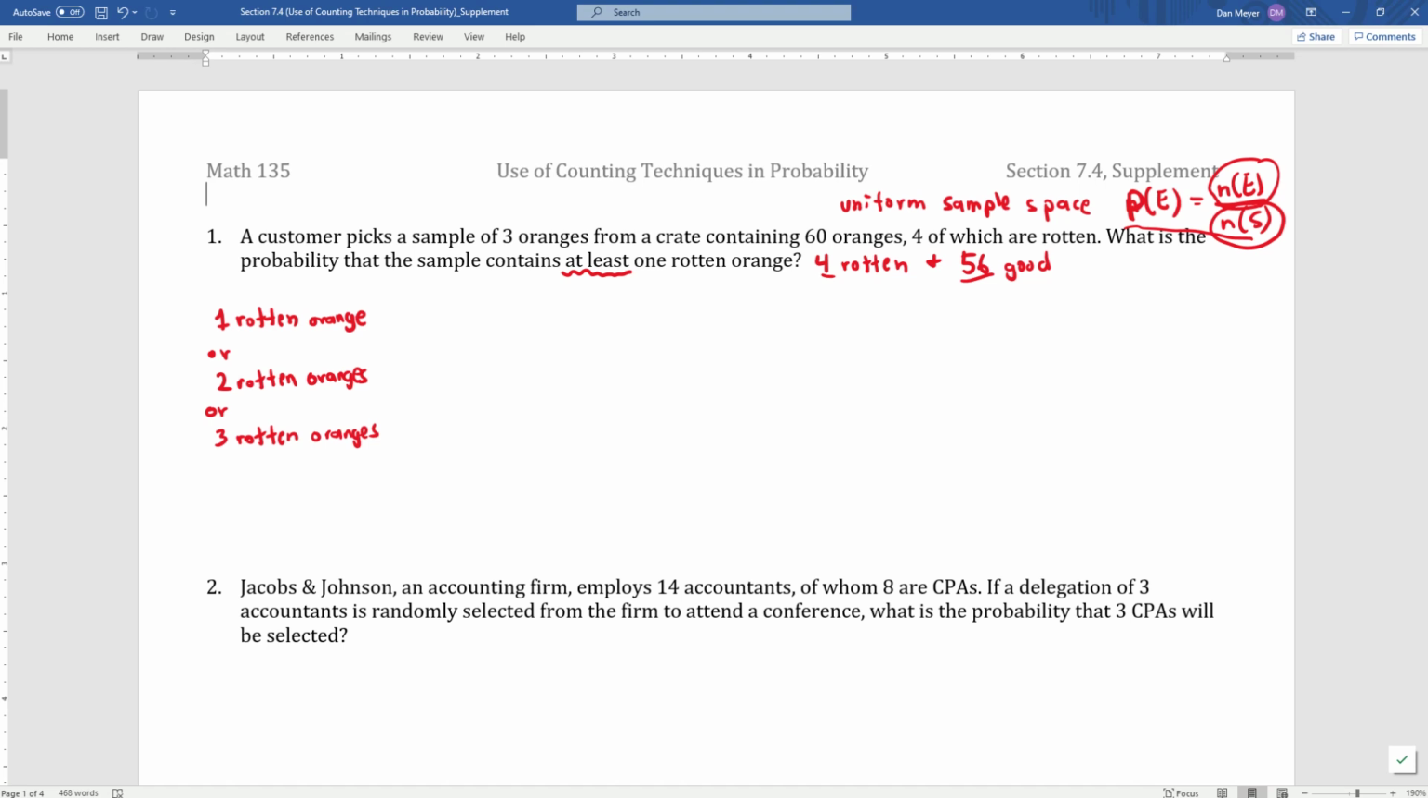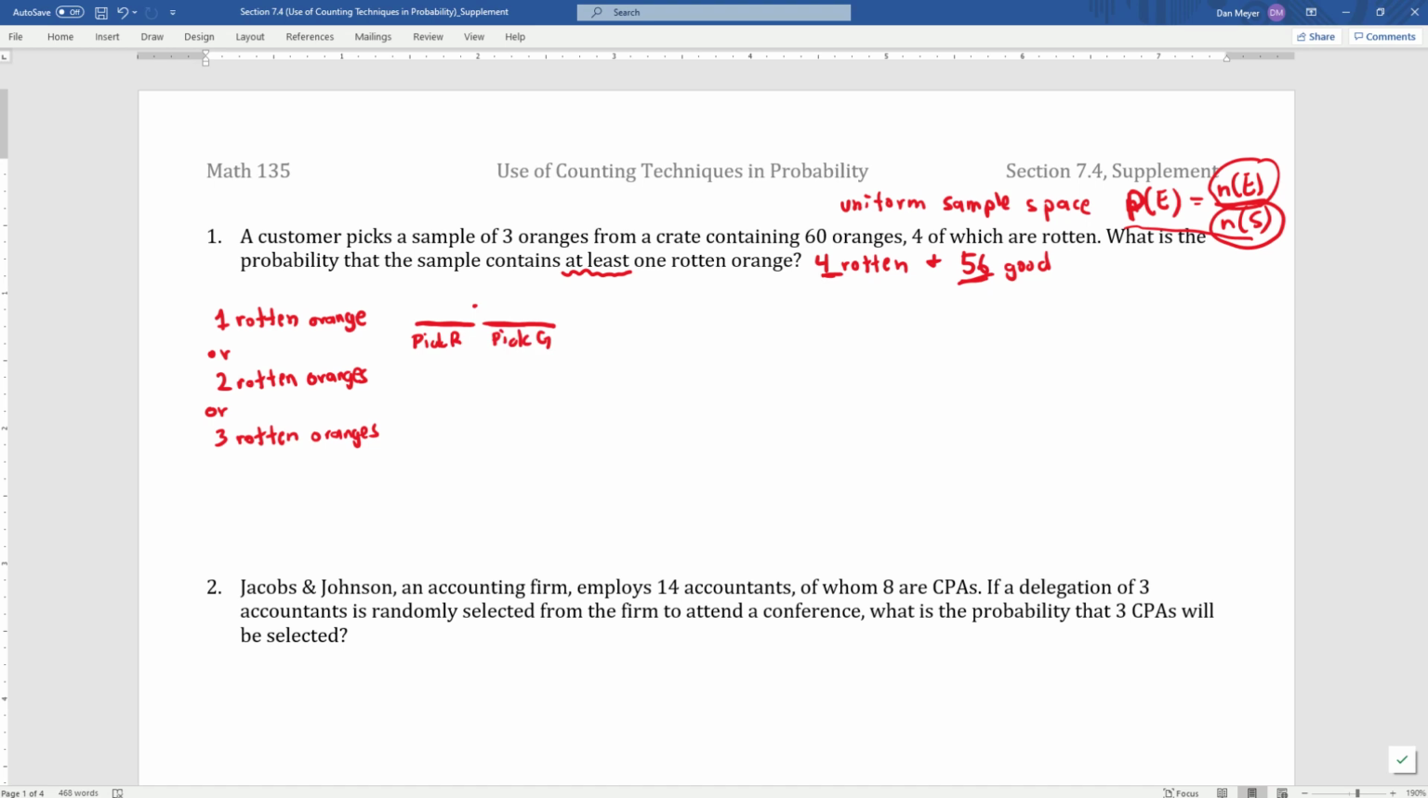When we have a combination with a partitioned selection set, we do all these problems using the fundamental principle of counting, or the multiplication principle, where I've got 2 stages here. Since my selection set is split into 2 pieces, we're going to have 2 stages. I've got to pick my rotten orange, and then I pick my good one.